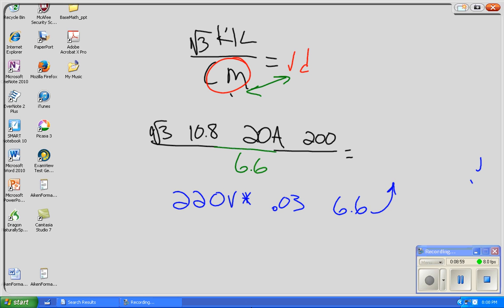We find 11,000 circular mils. That's bigger than number 10 and smaller than the next size wire. That's a number 8 wire. And if we use a larger wire than necessary, we'll get a lower voltage drop. We'll lose less than 6.6.